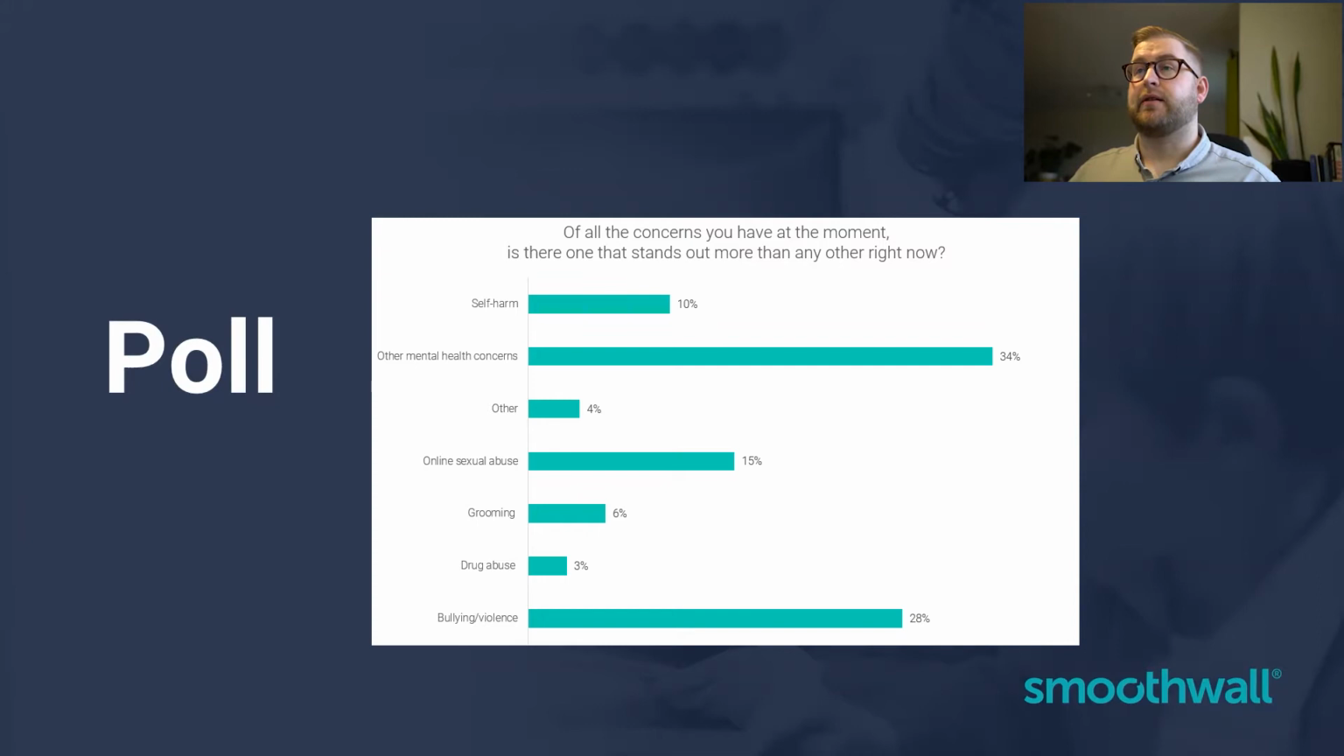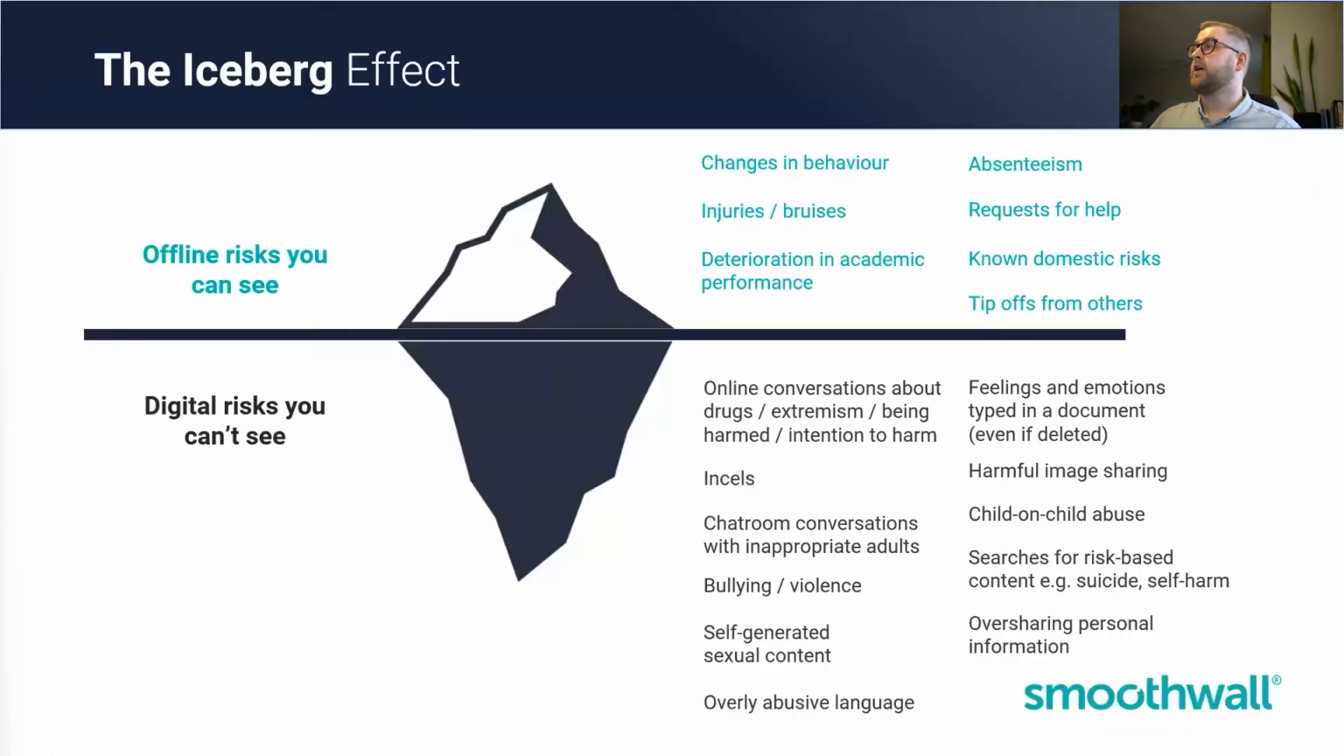And I think that really supports the next thing that I wanted to talk about, which is what we call the iceberg effect. So, when we think about risks and behaviors and actions of students, there are certain things that are very easy to see, or certainly more prominent to see, the iceberg above the water.